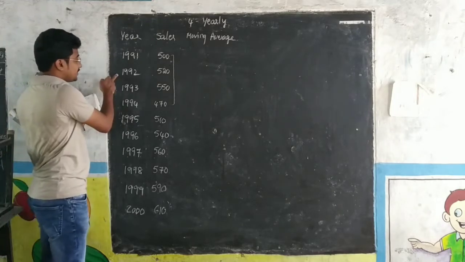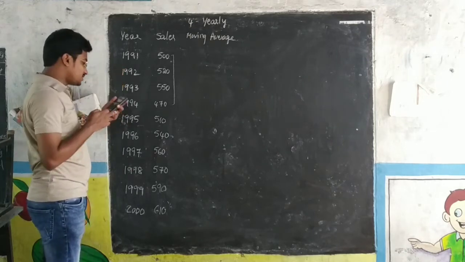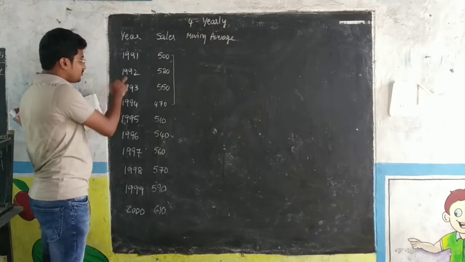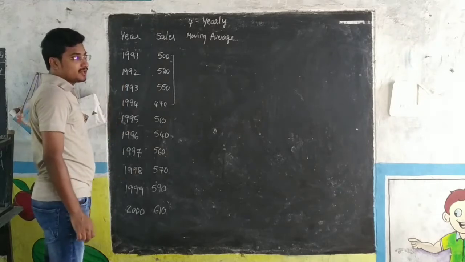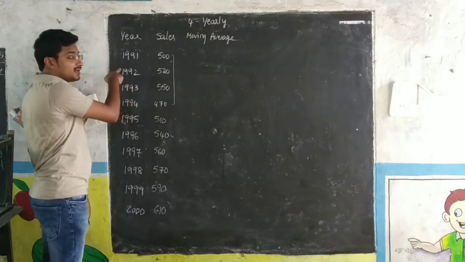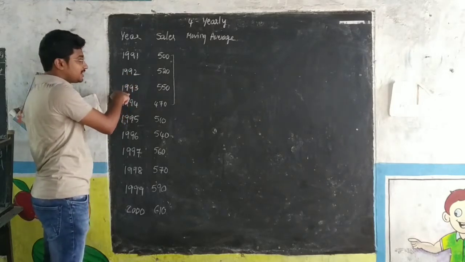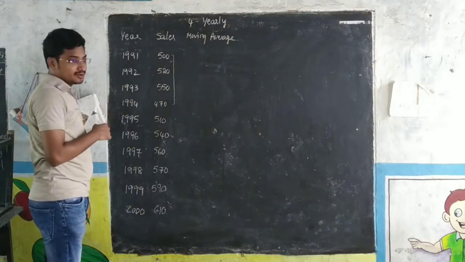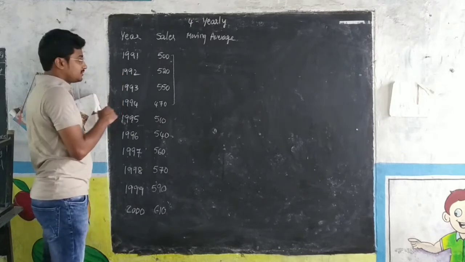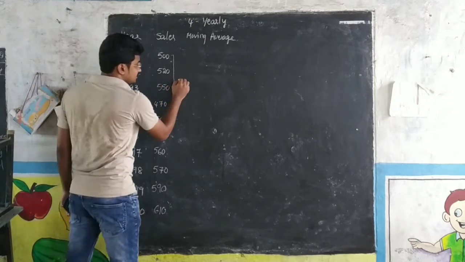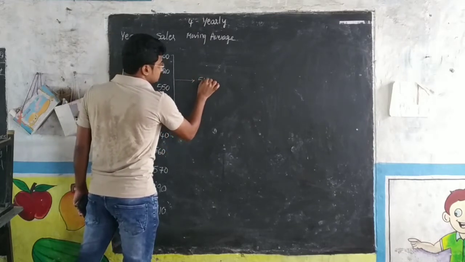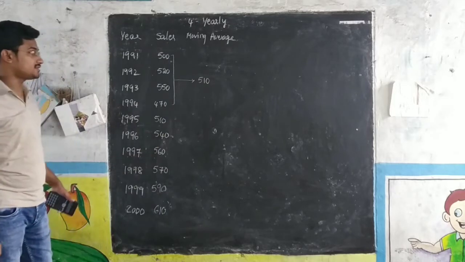There are 2 middle years, 1992 and 1993. The average value is 510. The average value will be placed in between the 2 middle years. This is 4 yearly, with the 2 middle years 1992 and 1993. The average value is 510.